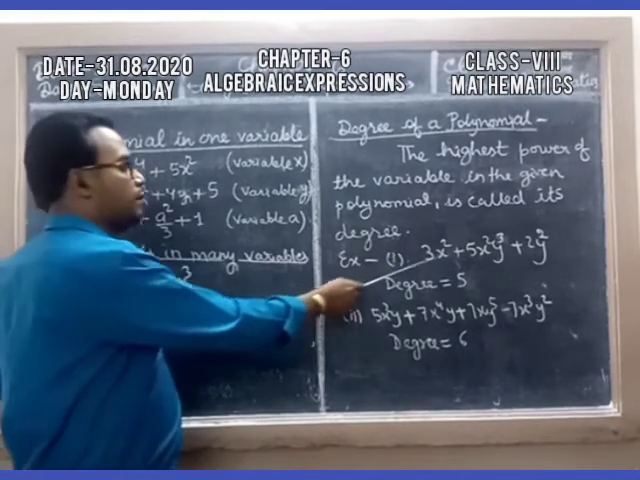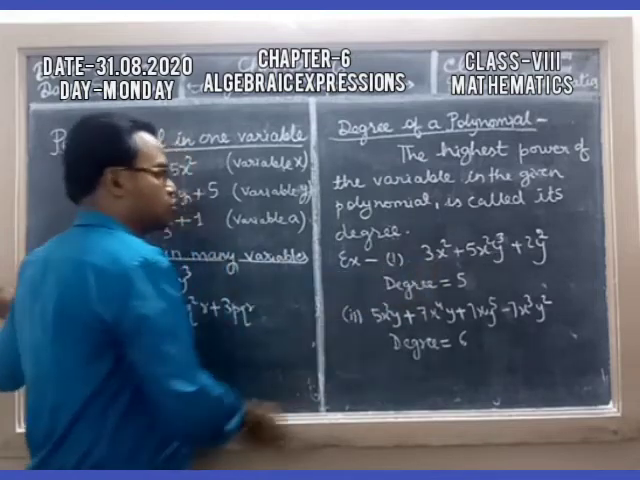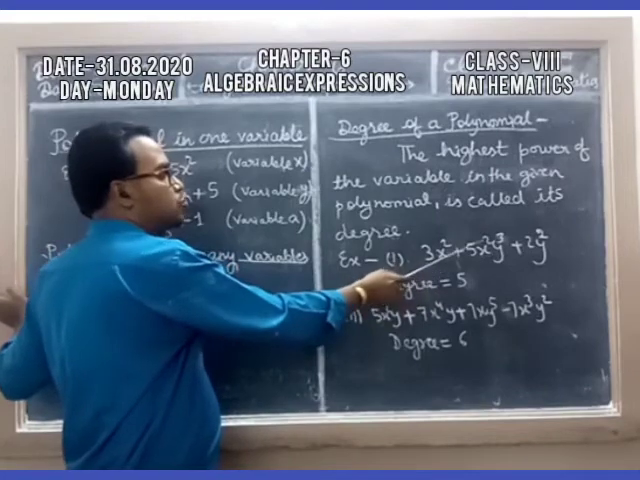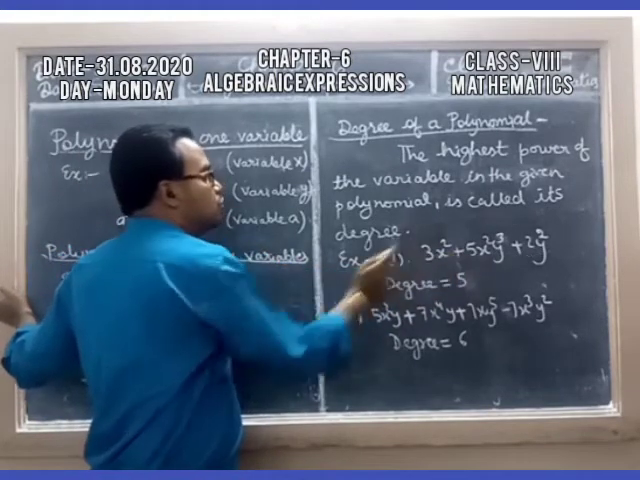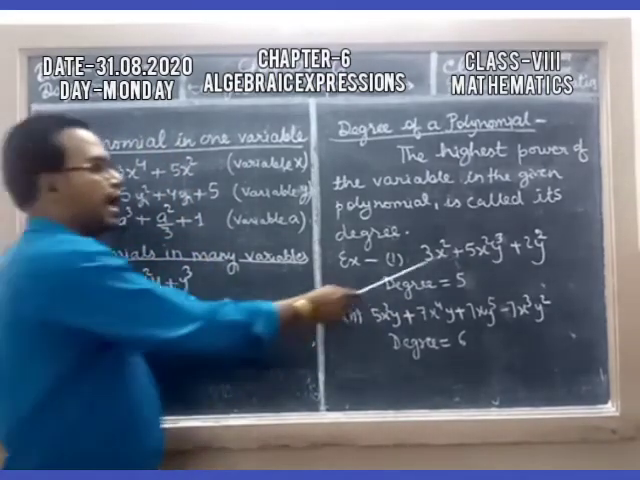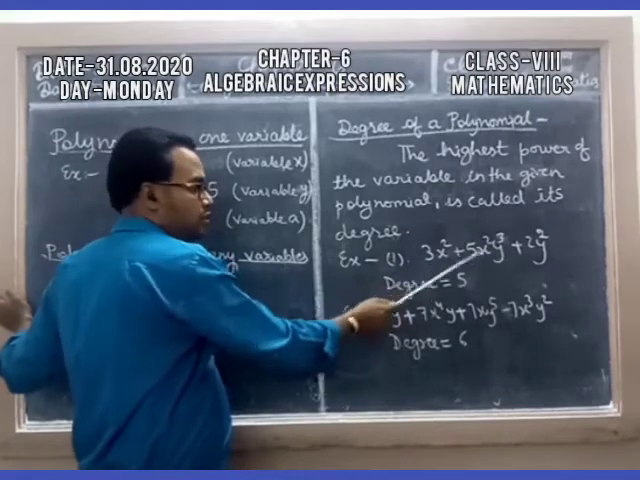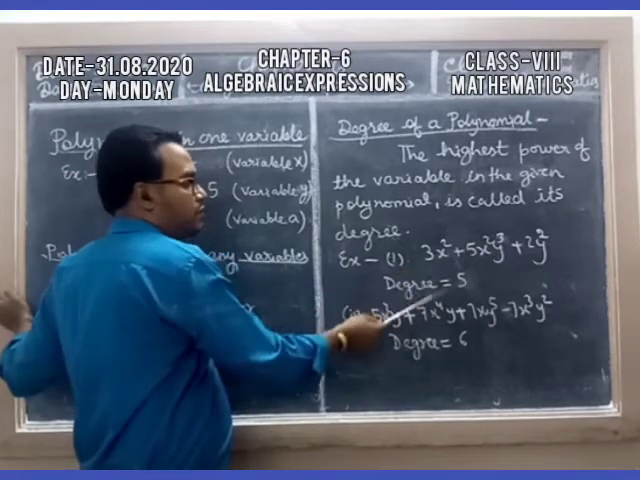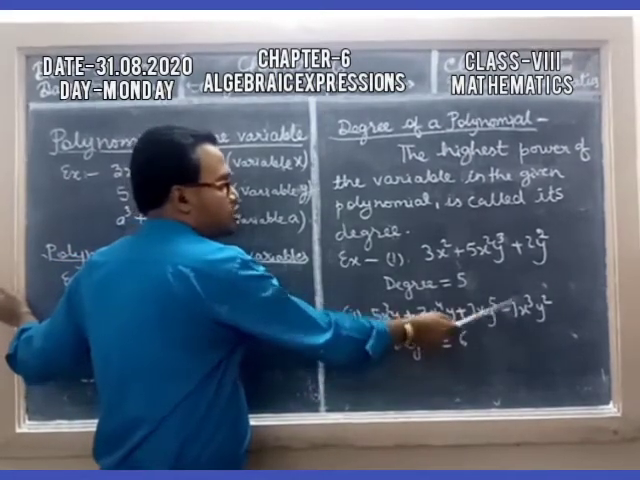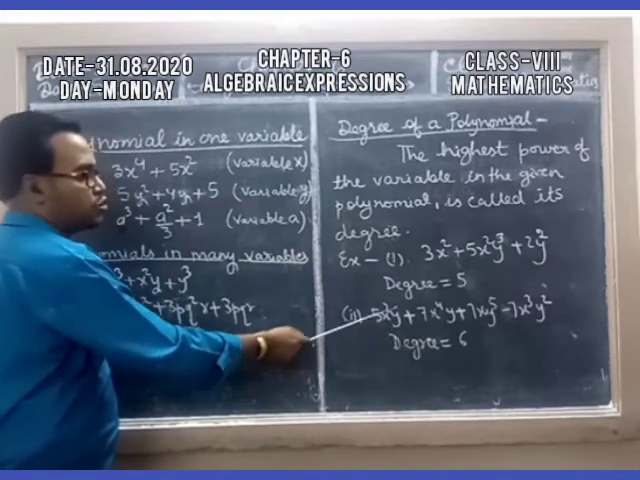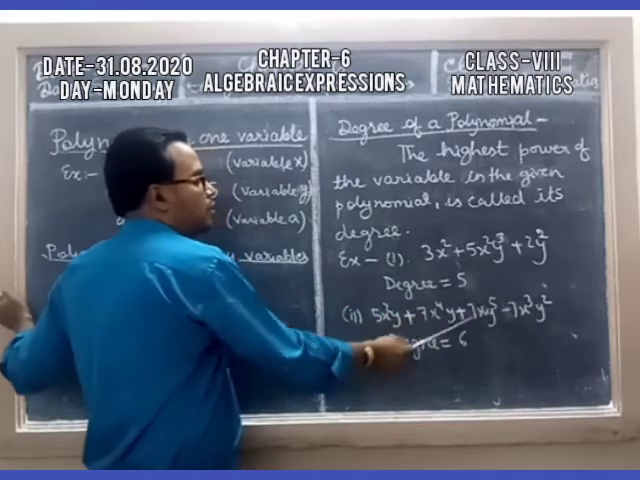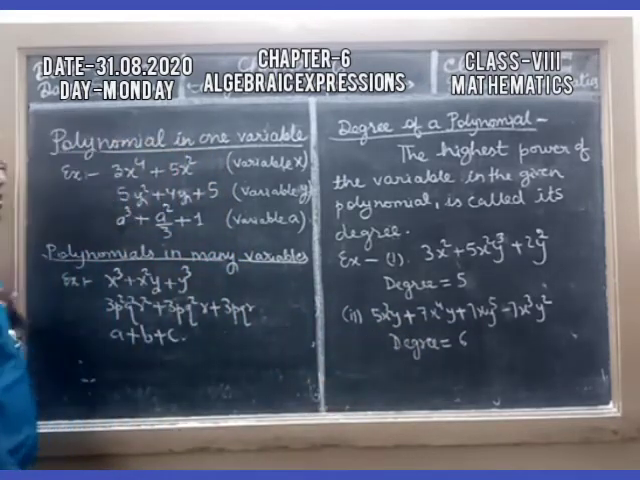So example 3x square plus 5x square y cube plus 2y square. So highest power. Here power of x is 2. Here power of variable is 2 plus 3, 5. Here power of variable y is 2. So 5 is the highest power. So degree is 5. We add the powers of variables. So power of x 2, power of y 3, 2 plus 3, 5. Next, 5x square y plus 7x 4y plus 7xy 5 minus 7x2 y square. So here the power is 2 plus 1, 3, 4 plus 1, 5, 1 plus 5, 6, 3 plus 2, 5. So the highest power is 6. So degree is 6.